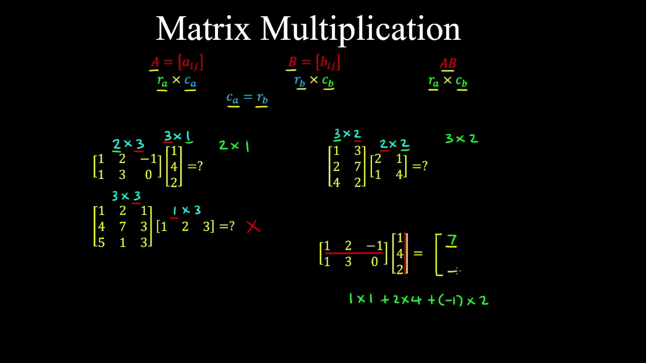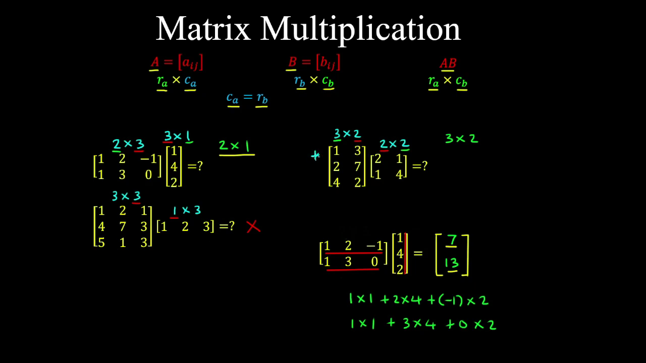And then to get the element in row 2, column 1 of the resulting matrix, we multiply row 2 of this matrix by column 1 of this matrix. So that would be 1 by 1 plus 3 by 4 plus 0 by 2. So 1 plus 12 is 13 plus 0 is 13. So this here is our resulting matrix, which as we said is a 2 by 1.